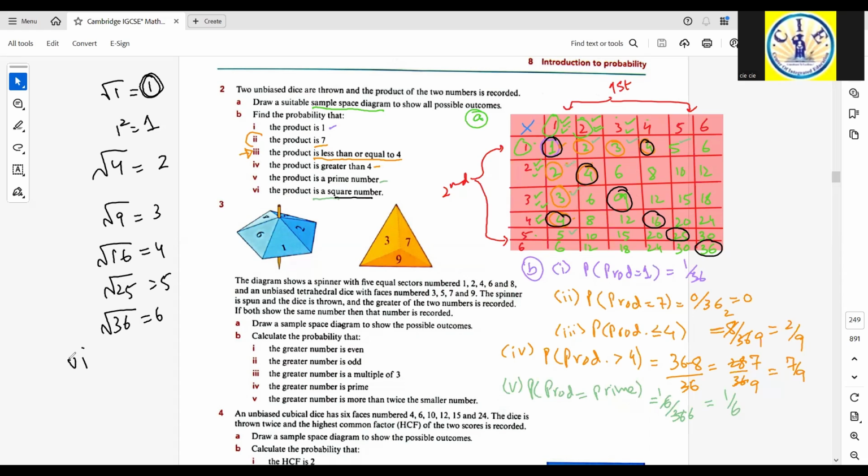So for part 6, the probability of the product being a square number is 8 by 36. So 4 twos are 8, 4 nines are 36. So its probability is 2 by 9. That completes this question. Question number 2.